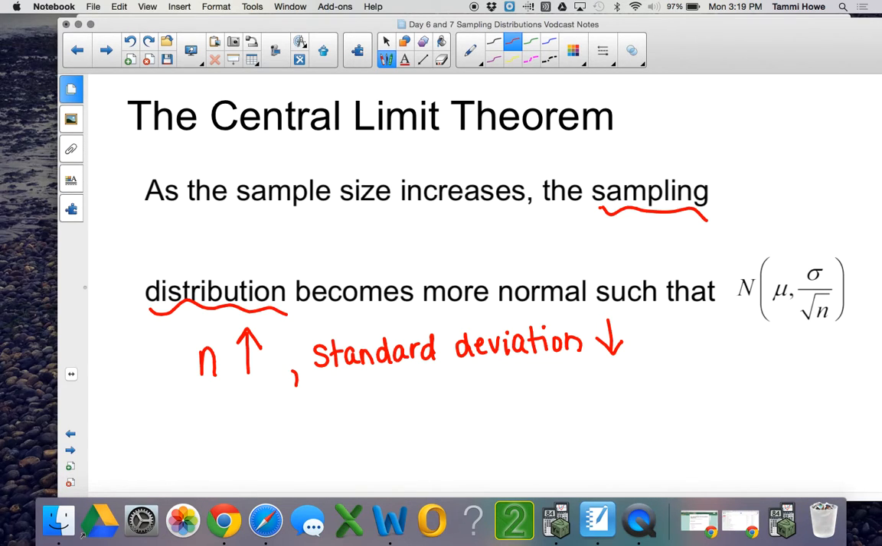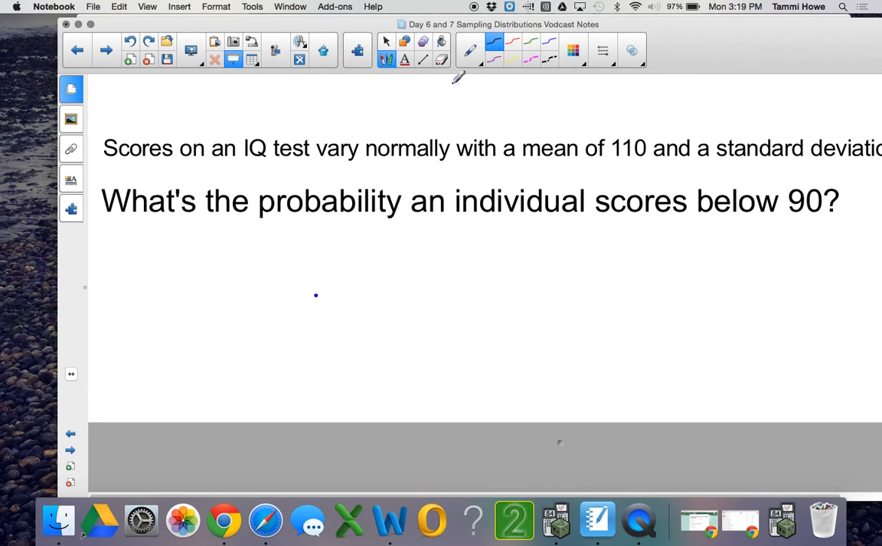And more so than that, we have our normal calculations right over here. We used to use normal calculations where we had a mean and a standard deviation. But when our sample size increases, we have a new standard deviation. As n increases, this whole fraction is going to decrease. I'm going to have a larger number in the denominator, which is going to make the entire fraction get smaller. So let's do an example.